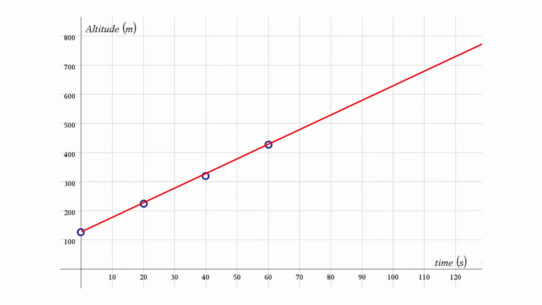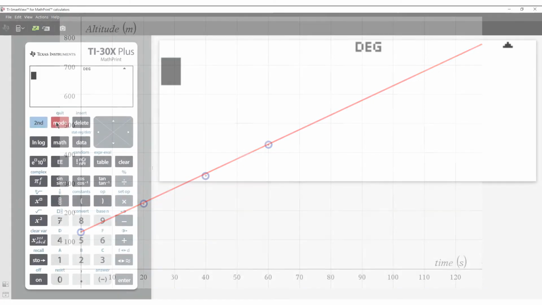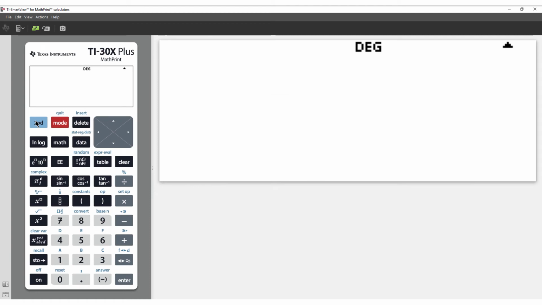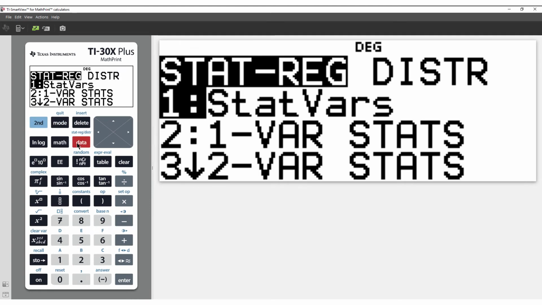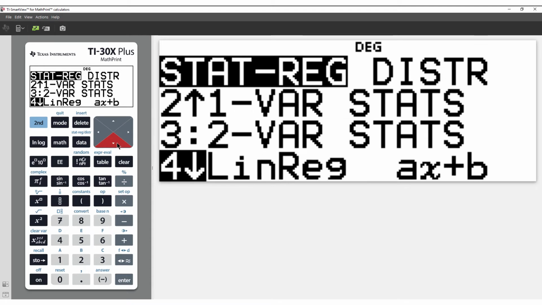The points appear to be in a straight line, so we can use some linear regression to determine an appropriate equation. On the calculator, press Second, Data to access the Statistics and Regression menu. Navigate down and select Linear Regression, option 4.